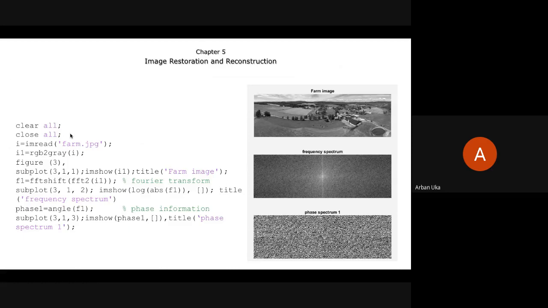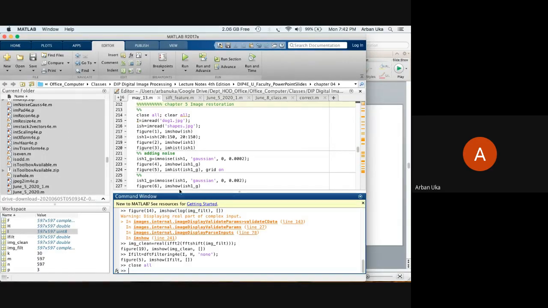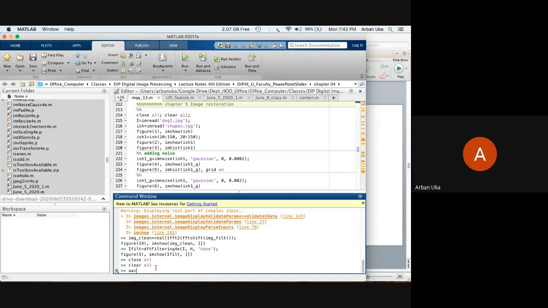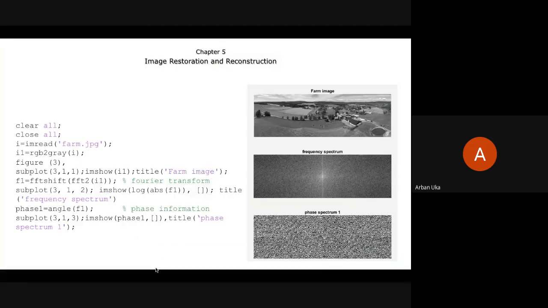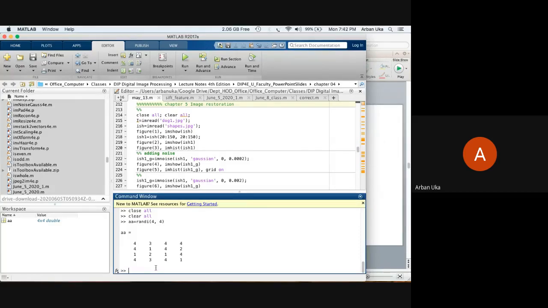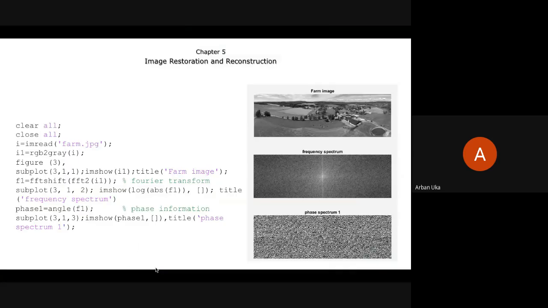And actually, let's do this like this. For a moment, let's assume that we have a, let's do this clear all. Let's have a data set which is a random number generator 4x4. Okay, so this is our matrix. It's not an image, but it's there. We see some random numbers which are AA.